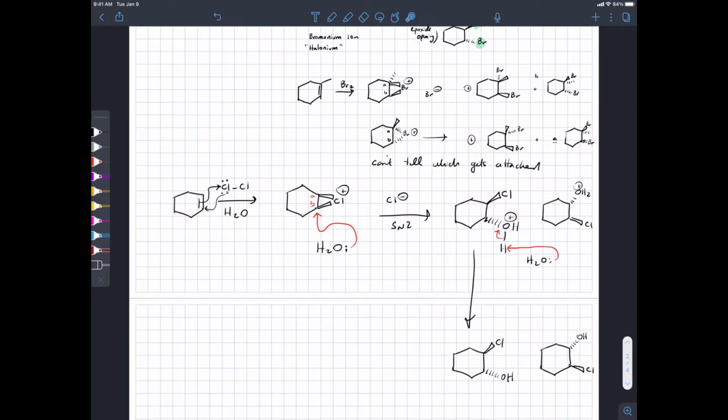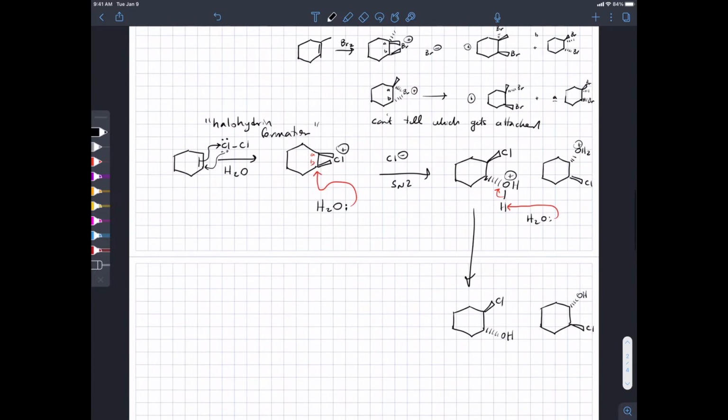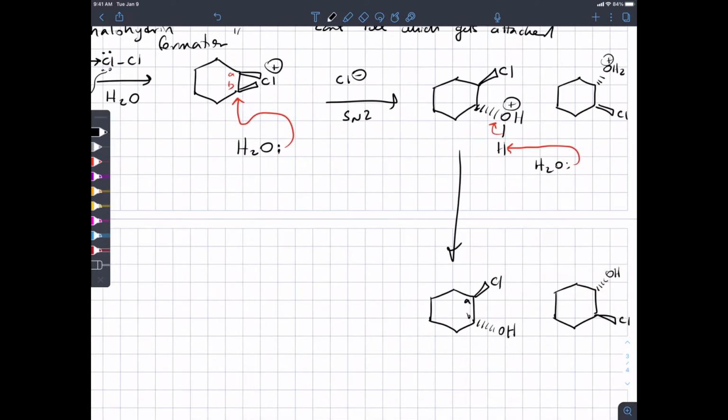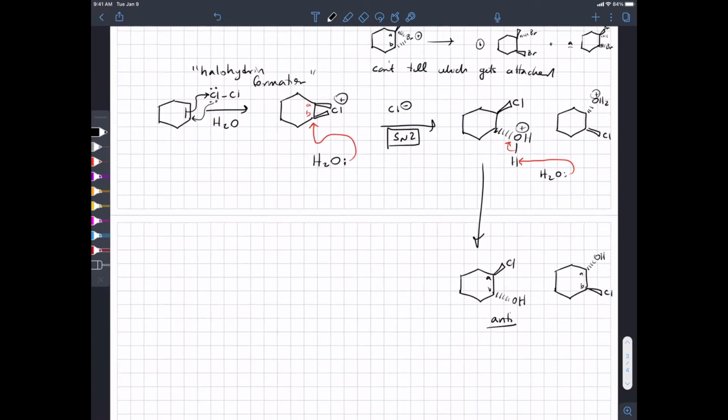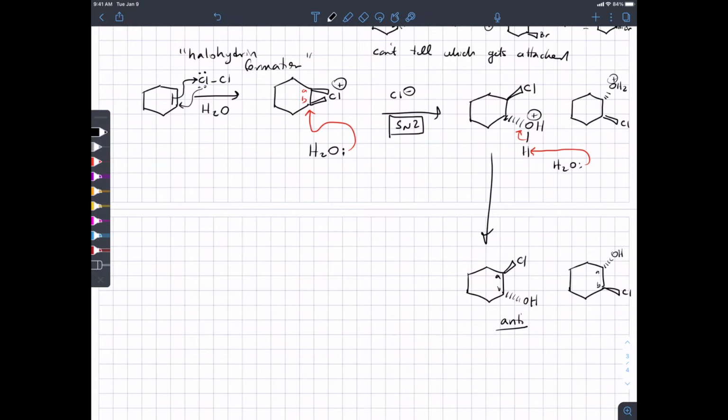Okay, what I just showed you, your text calls halohydrin formation. The product where you have this 1-2 relationship between chloro and hydroxy, that kind of product is called a halohydrin. We get exclusively anti-products. We don't see any of the syn products, and the reason for that is opening of the halonium ion is an SN2 process. We never have a full carbocation.